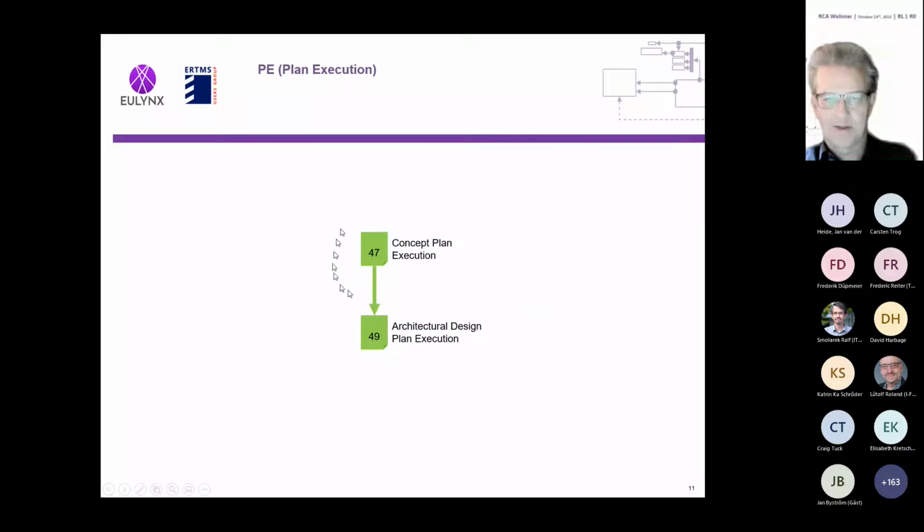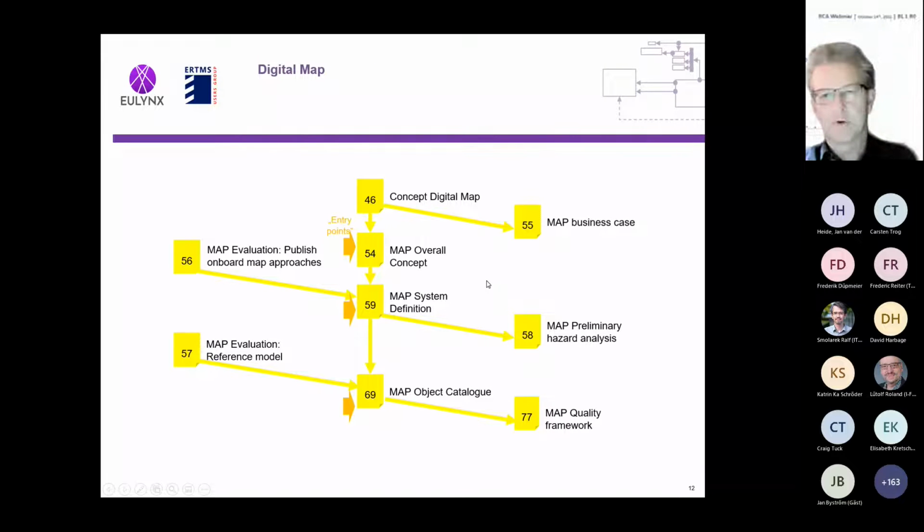For plan execution, we have that already mentioned general concept, and below that, if you're interested in this area, you would read the architectural design, which is about requesting operational plans, the calculation of the movement permission, and the automatic or manual plan execution. If you are more interested in topology, then you have really a big bunch of documents to choose from. So we suggest again to start from the concept of the digital map.